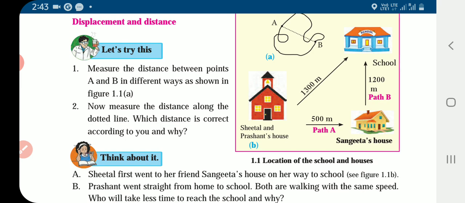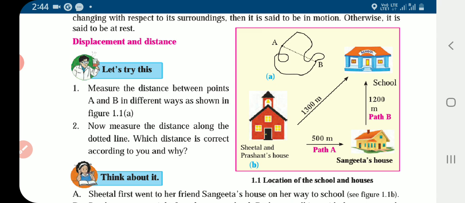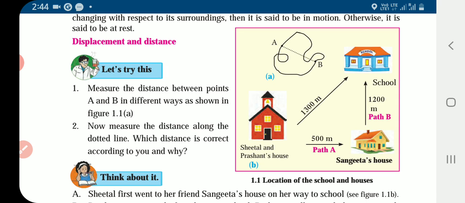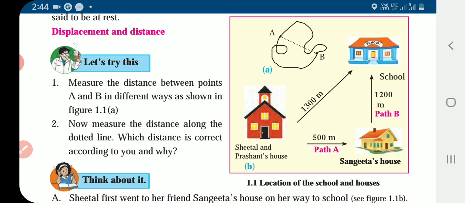Now the new concept is displacement and distance. What is displacement and distance? You can observe here a picture showing the location of the school and houses. Sheetal and Prashant's house. Here is Sangeeta's house. Here is the school.